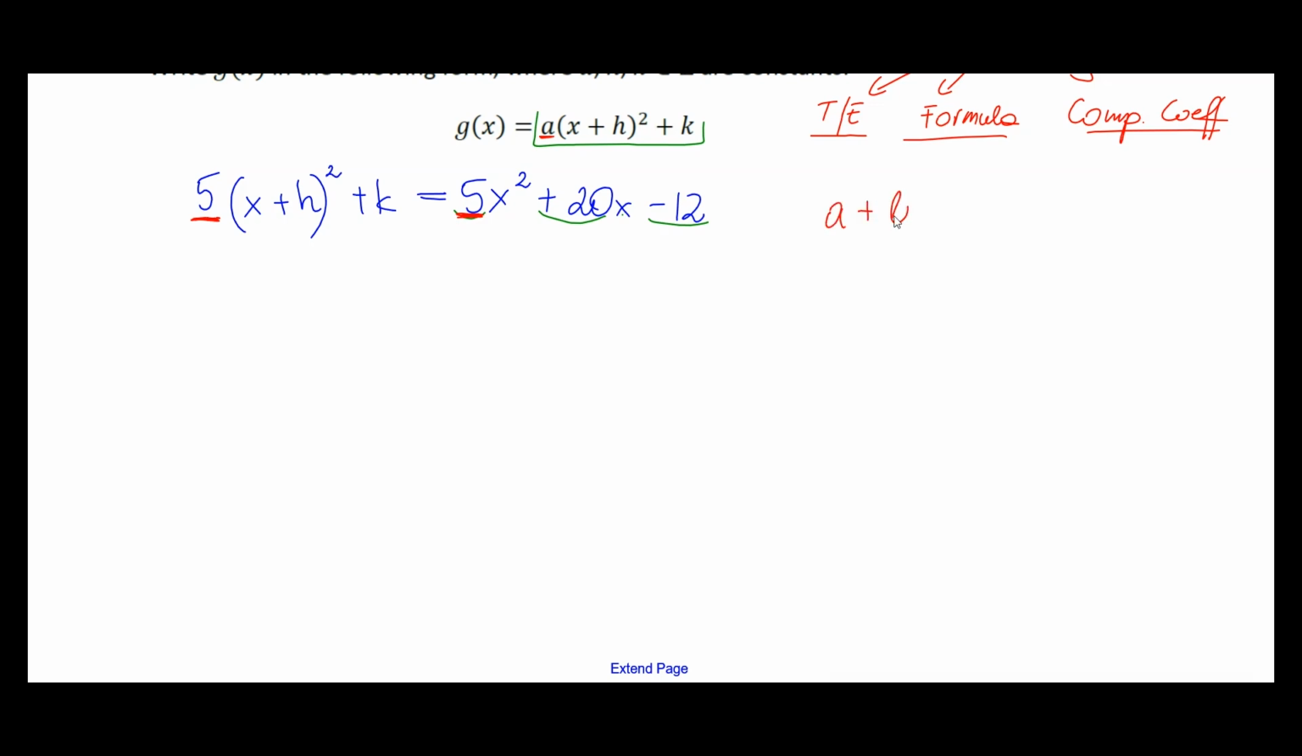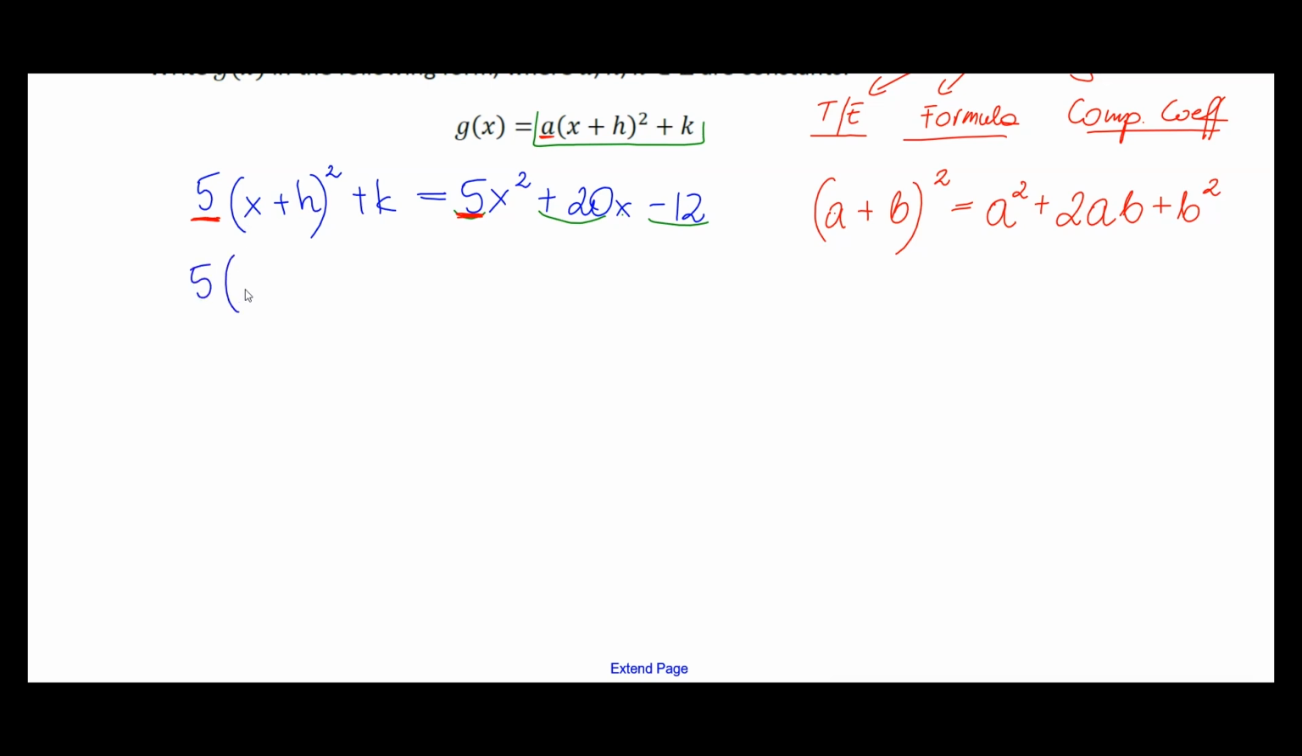So when I have two values, two numbers or letters in a bracket to the power of 2, it will equal the first number in the bracket to the power of 2, plus 2 multiplied by the first number in the bracket multiplied by the second number in the bracket, plus the second number in the bracket to the power of 2. So let's apply that here.